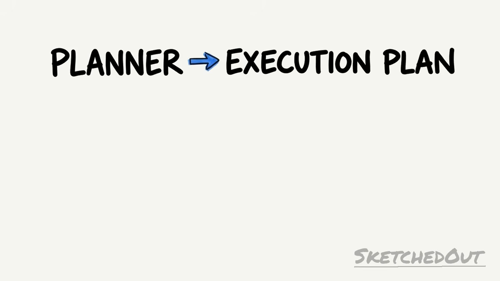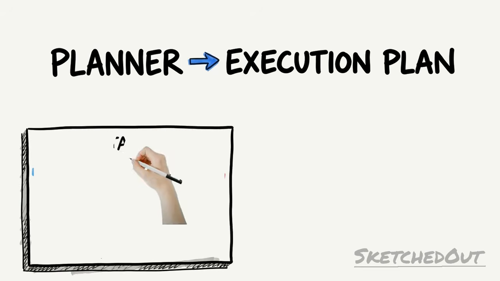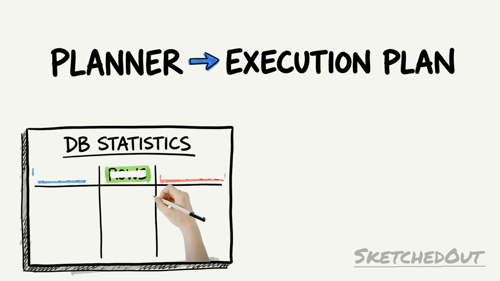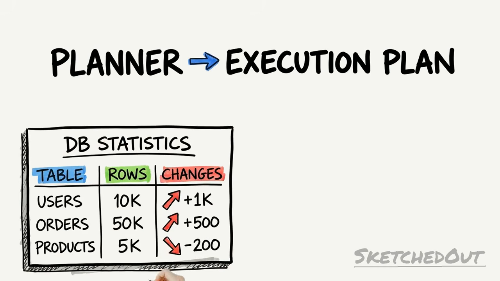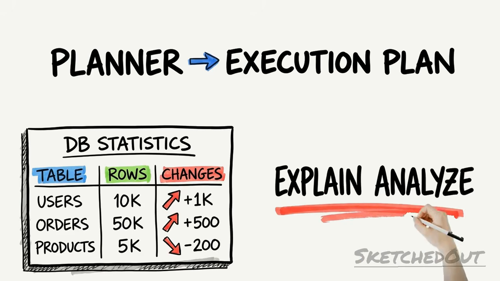Then the planner from episode 3 takes that tree and turns it into an execution plan, choosing scan types, join methods, join order, all based on the statistics we spent a whole episode on. This step is where a query that ran fine yesterday can quietly go wrong today. Same tree in, different plan out, because the statistics changed. EXPLAIN (ANALYZE, BUFFERS) shows you what the planner produced.